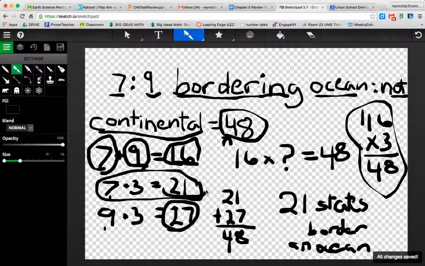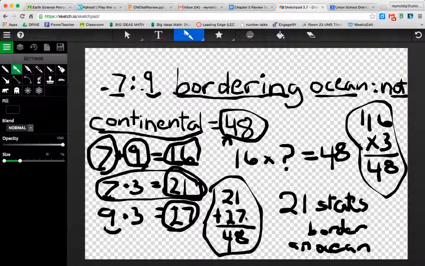So the actual numbers I get are that there are 21 states that border an ocean. Remember, the 7 had to do with bordering an ocean. And there are 27 states that do not border an ocean, because the 9 was related to that. I check my work to make sure that this will in fact equal 48 altogether. So 21 plus 27 equals 48. And I get that that is true.